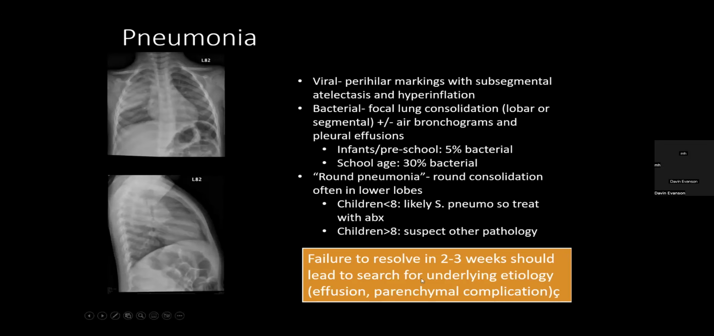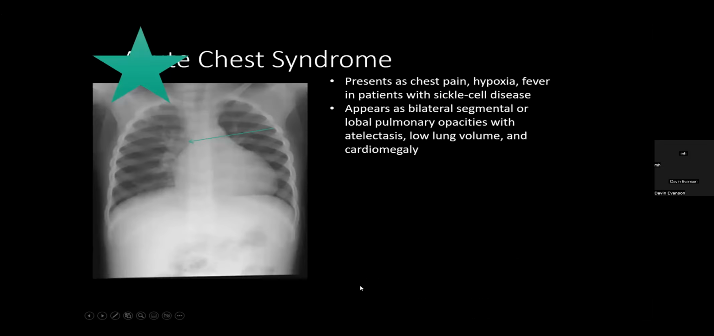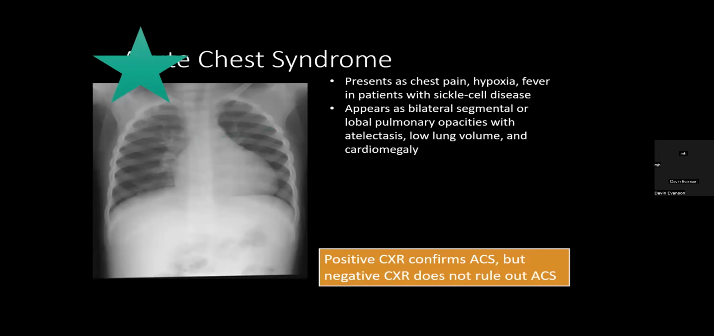And we always worry if it doesn't resolve, you worry about something congenital causing a blockage that the pneumonia is not resolving. Acute chest syndrome. So these will be our sickle cell patients, pain, and get an abnormal radiograph.